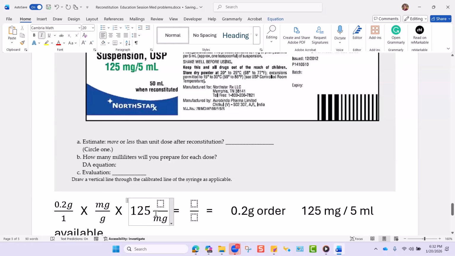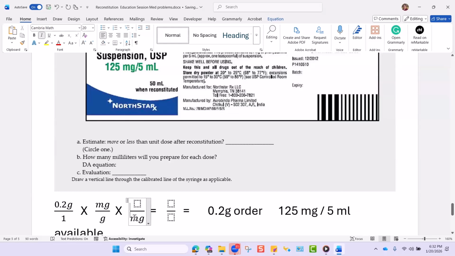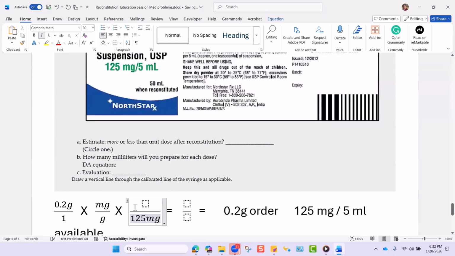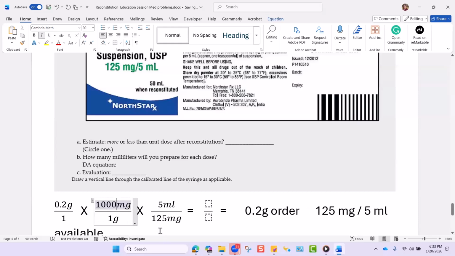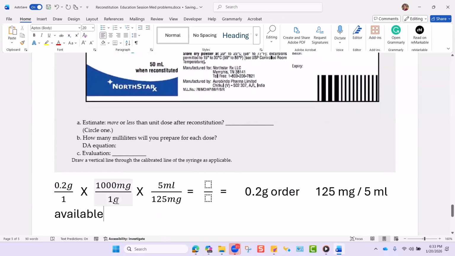Ugh, hold on. Let's get our boxes straight. And 5 mLs on top. So conversion factor. In every 1 gram, I have 1,000 milligrams. Cross out gram, gram, milligram, milligram, which leaves me with 5 mLs. Okay, deep breath. You set your problem up right.